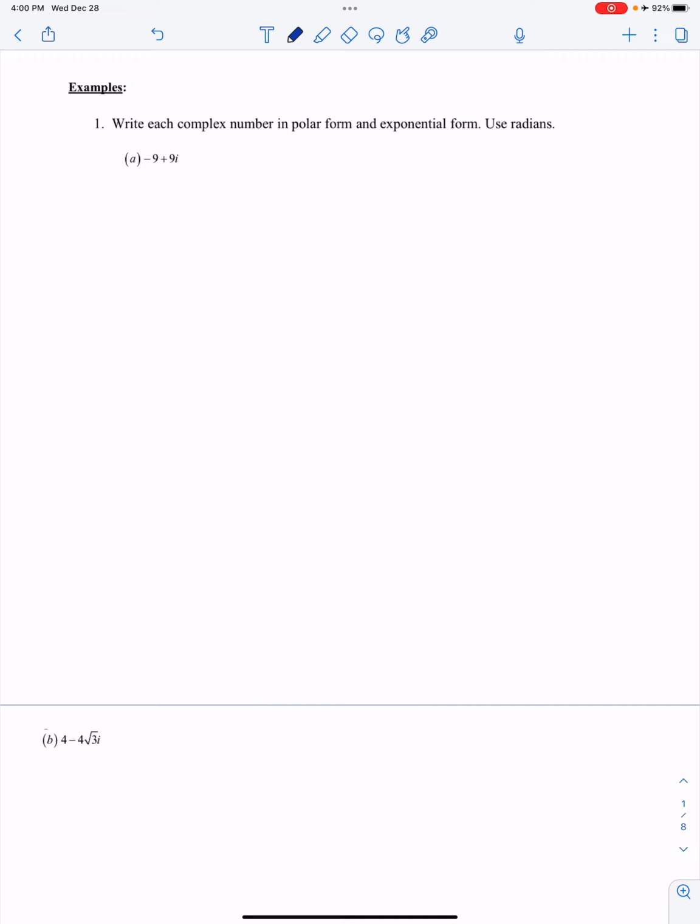First, let's write each complex number in polar form and exponential form. And of course, we will be using our radians. Make sure that if you're throwing anything in your calculator, it is in proper radian form.